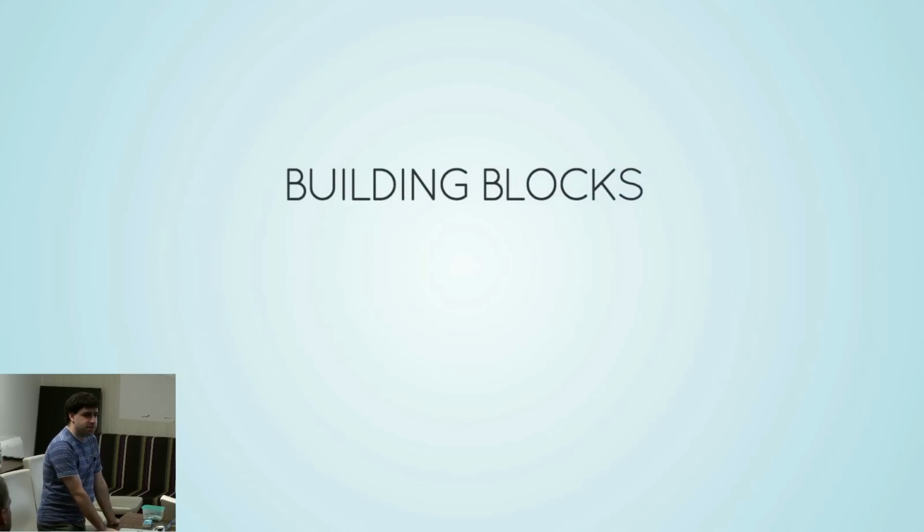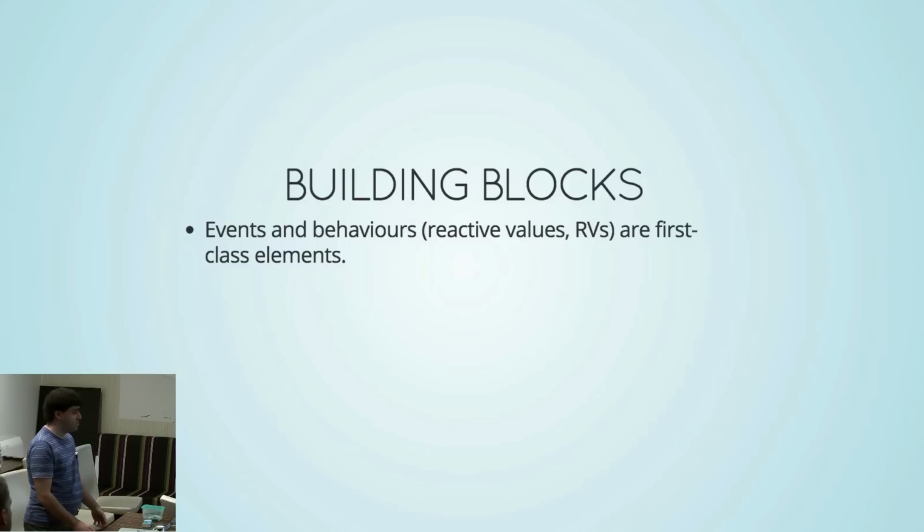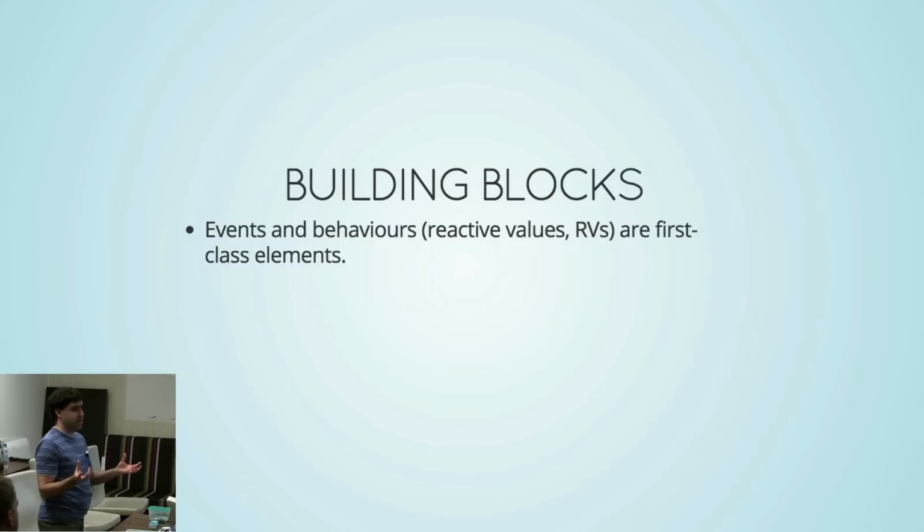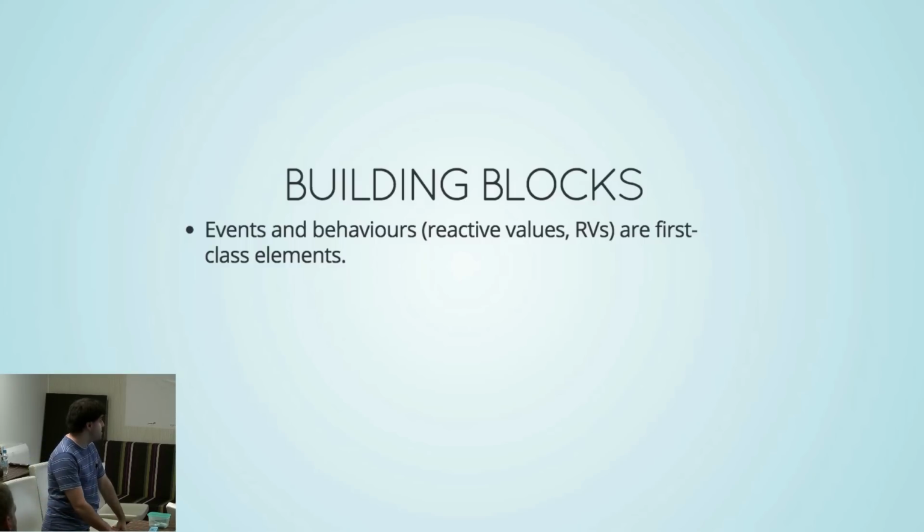For building blocks, there are really two main approaches that you will encounter. The first is basically what I described as the core idea, that we have events and behaviors, maybe named differently, but that's the basic idea. Let's refer to these as reactive values in general. So making them the first class elements is one way of approaching building FRP systems.